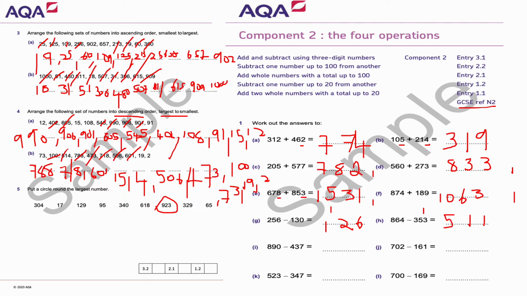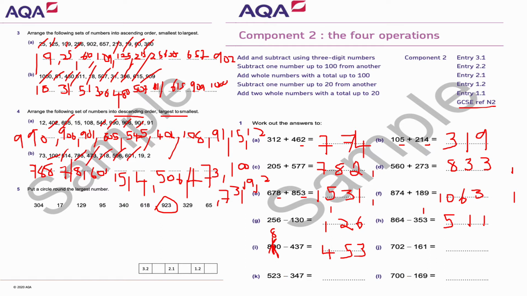Okay, next one, 0 take away 7 I can't do, so I have to borrow from the tens. So cross off the 9, it becomes an 8. Okay, and then it becomes a 10 in the units column. 10 take away 7 is 3, 8 take away 3 is 5. Okay, and then 8 take away 4 is 4.